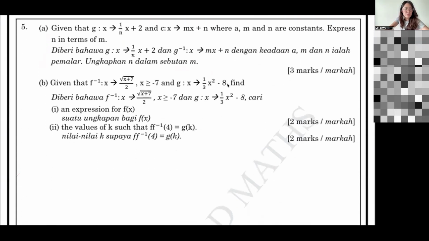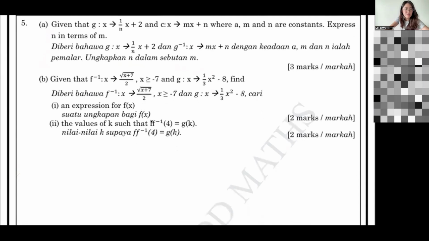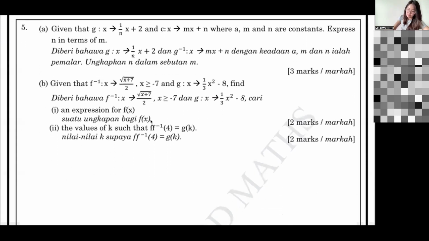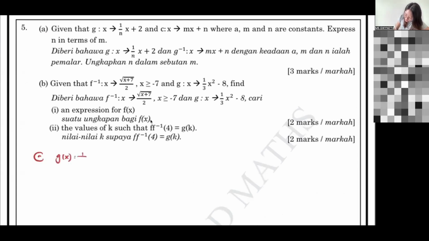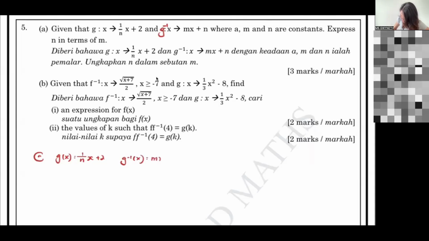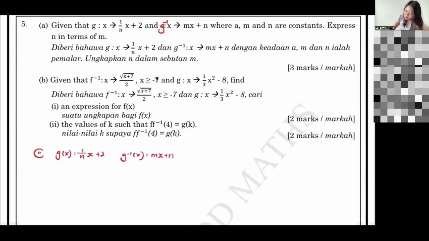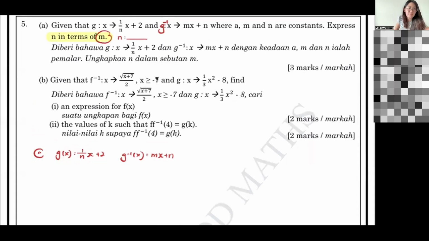Let's go to question 5. Okay, again, still on functions. Now, a: they give you g(x) equals 1 over n times (x plus 2). And this is g inverse, guys. Can you help me do a correction over there? This is g inverse: g inverse x equals mx plus n. Now they want you to find n in terms of m, meaning you need to write n as the subject. In your answer, there will be m. How do you do this?